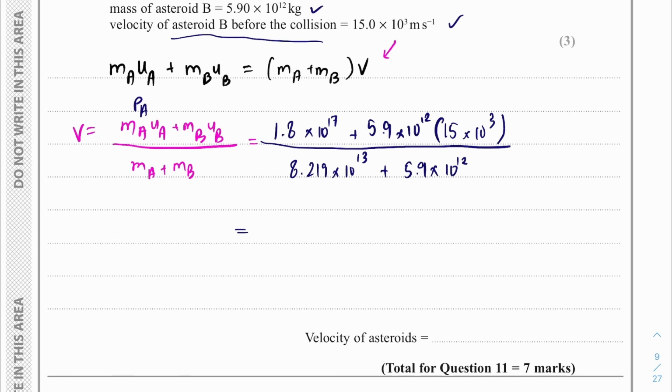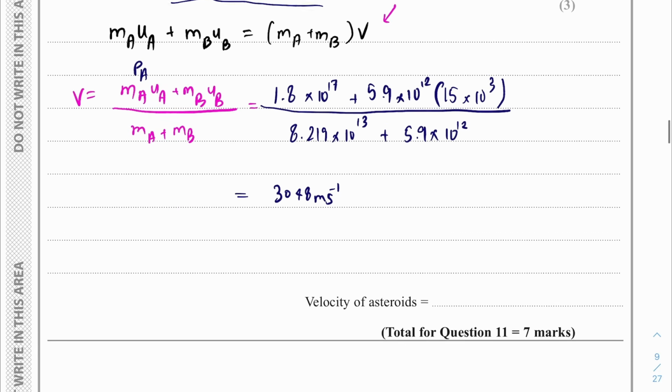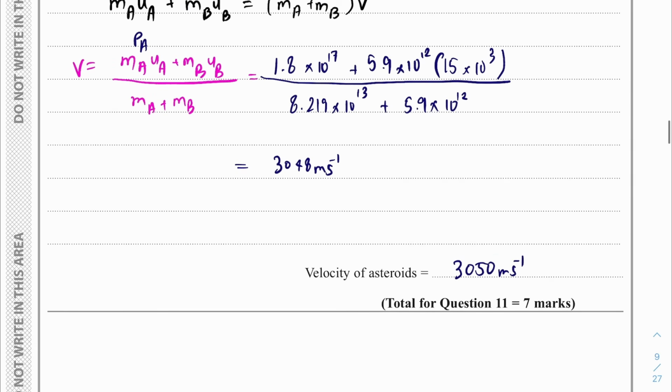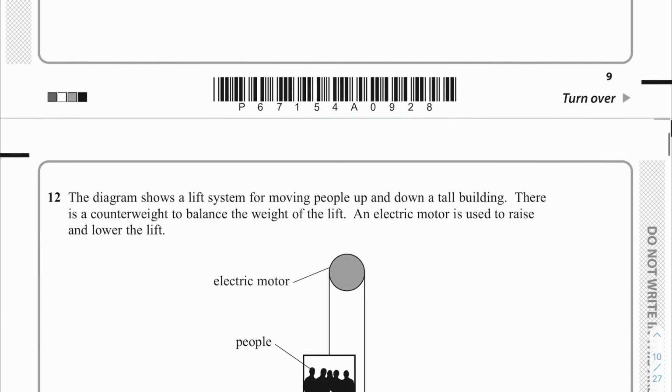Okay, so now let's put this in a calculator and we will get the value 3048 meters per second. We want to round it, so we should always round this type of answer to 3050 meters per second. And that's your answer. Okay, let's move on to question number 12.